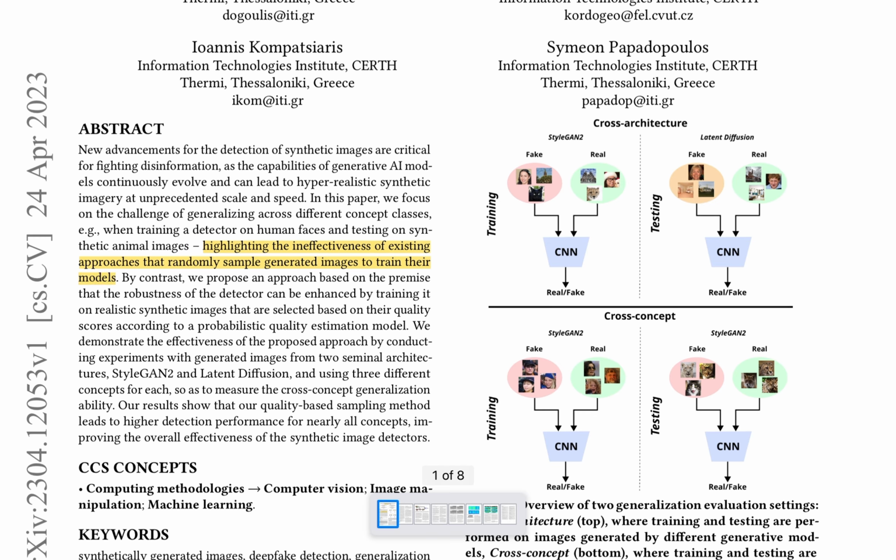By contrast, we propose an approach based on the premise that the robustness of the detector can be enhanced by training it on realistic synthetic images that are selected based on their quality scores according to the probabilistic quality estimation model. So they're saying instead of randomly sampling and training your detector on top of it, just choose the high scored ones using the probabilistic quality estimation model.